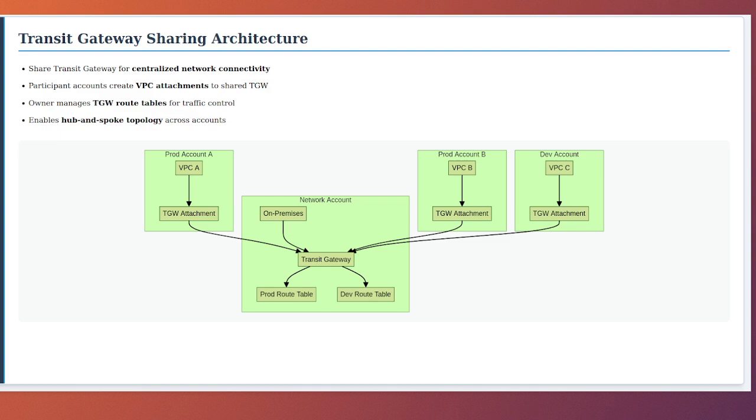The diagram on the slide illustrates a typical hub-and-spoke architecture using a shared transit gateway. The network account owns the transit gateway, and multiple participant accounts have attached their VPCs.